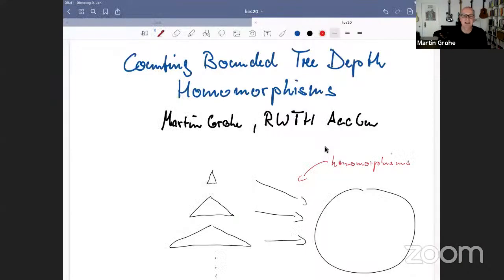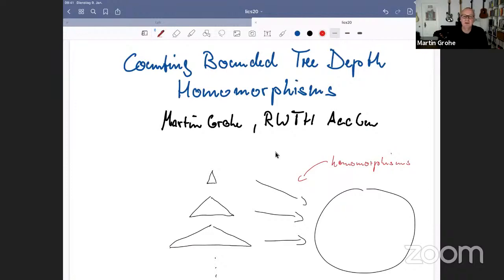So let's start with Martin. If you'd like to share your screen and say in a couple of words. Okay, while we wait for my screen, hi everybody, I'm Martin, and I'll speak about bounded tree depth homomorphisms.